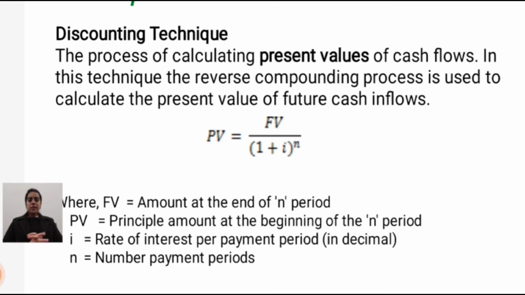Now, what does PV stand for? PV stands for principal amount at the beginning of the N period. I stands for rate of interest, N stands for number of payment periods, and FV stands for amount at the end of the N period.